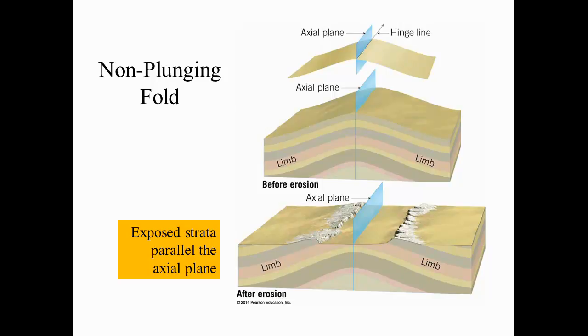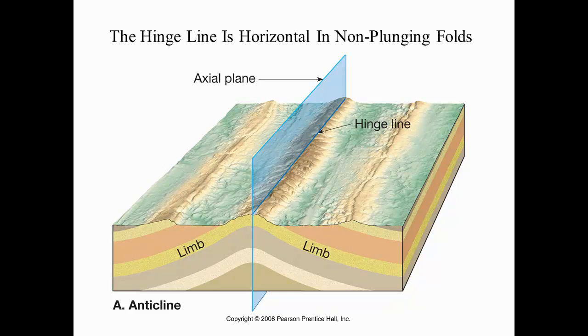And notice that in this particular figure, after erosion, we have strata on both sides of the axial plane, which essentially parallel the axial plane. And this occurs if the fold is horizontal and does not plunge. And here's another example of a non-plunging anticline. Again, the hinge line is horizontal in the non-plunging fold by definition.